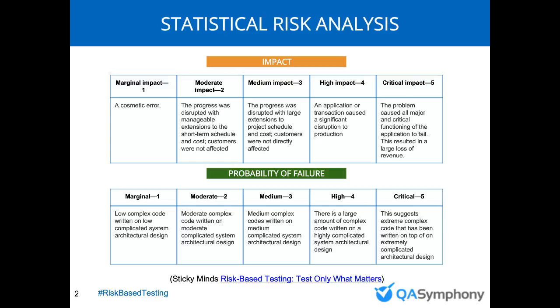The second category is probability of failure, and this really gets into the complexity of the code. The lower the complexity of the code, the more marginal it's going to be. The more complex it is, the more architectural type issues are going to happen there, and that's going to cause problems. It's going to have more of a critical probability of failure on the scale from 1 to 5.